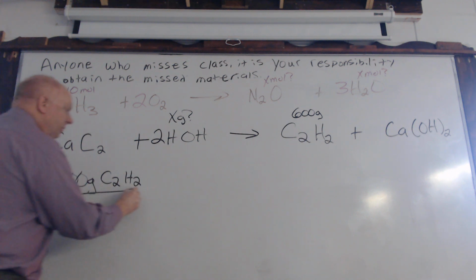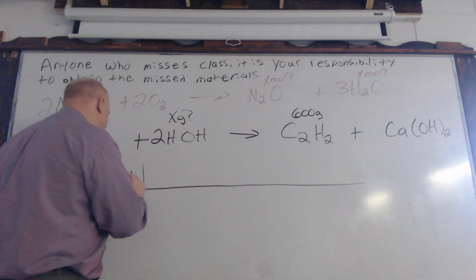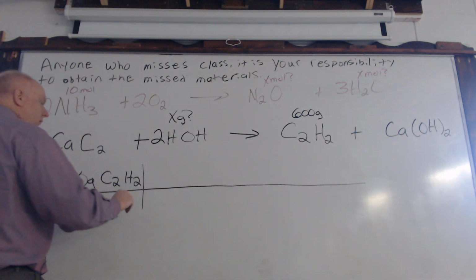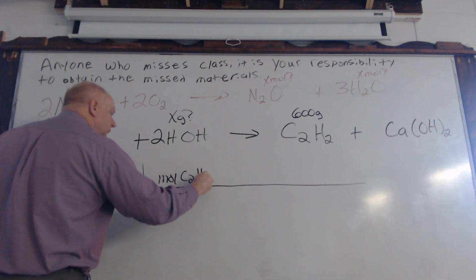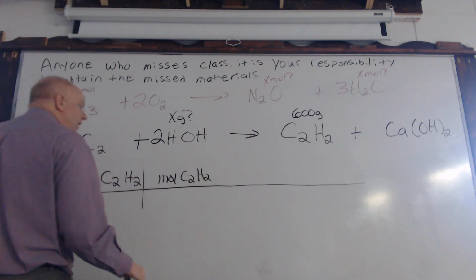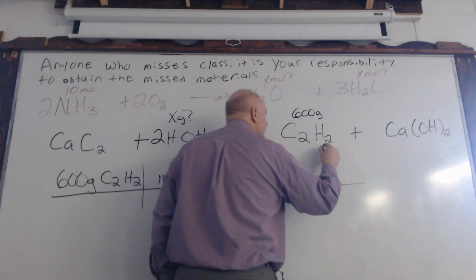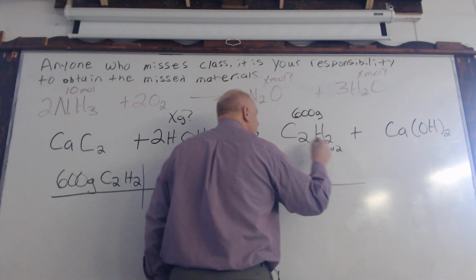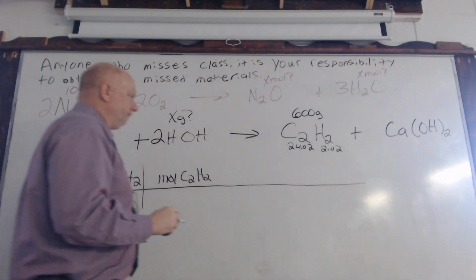Okay, this is a little bit longer, 4 steps. So how many grams are in 1 mole of acetylene? 26.04.